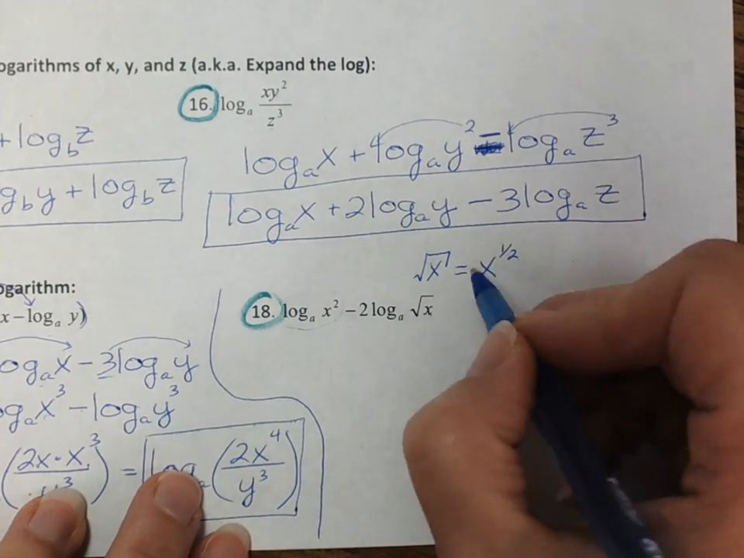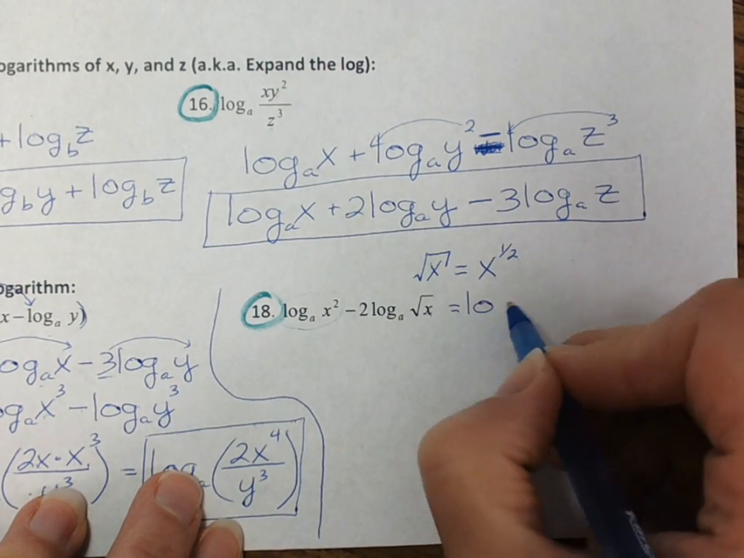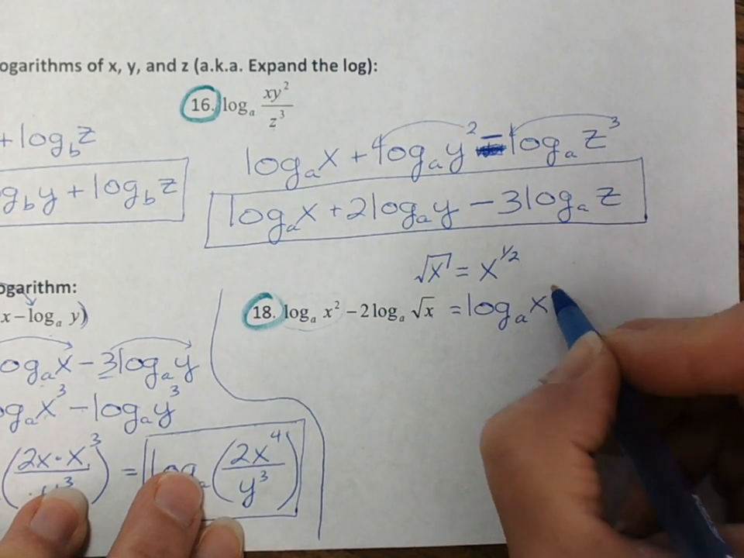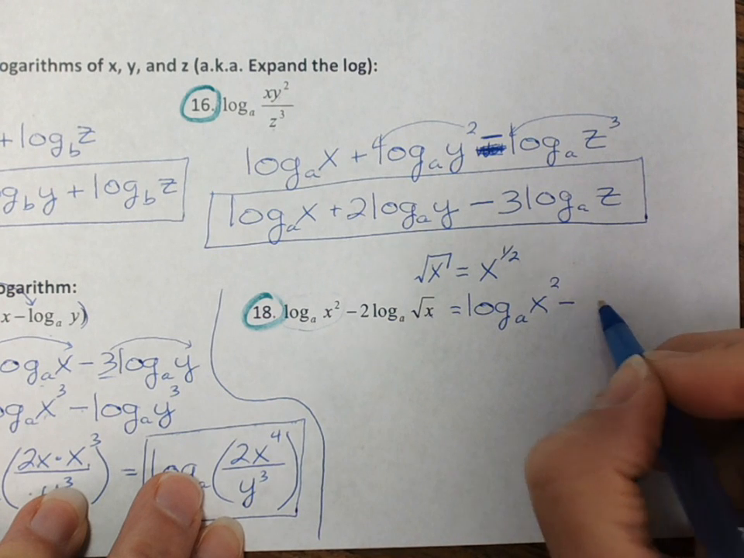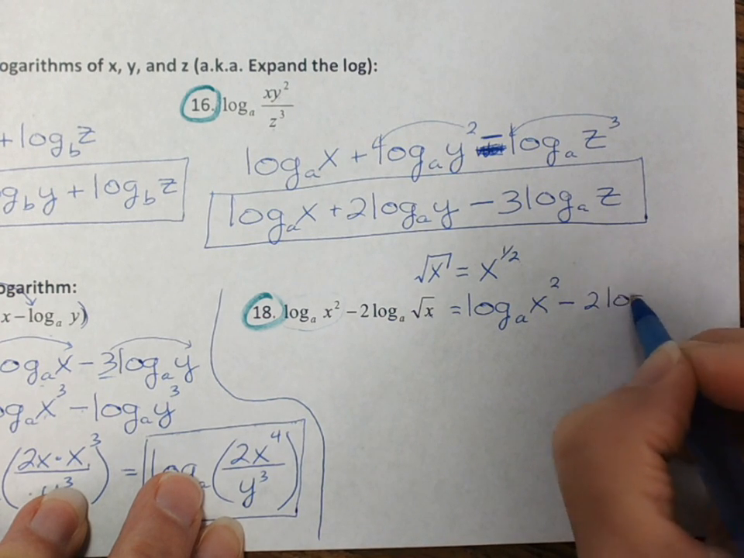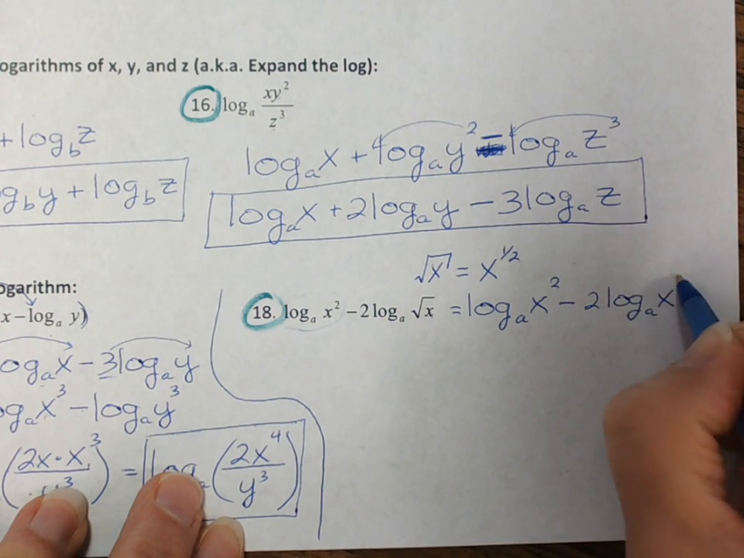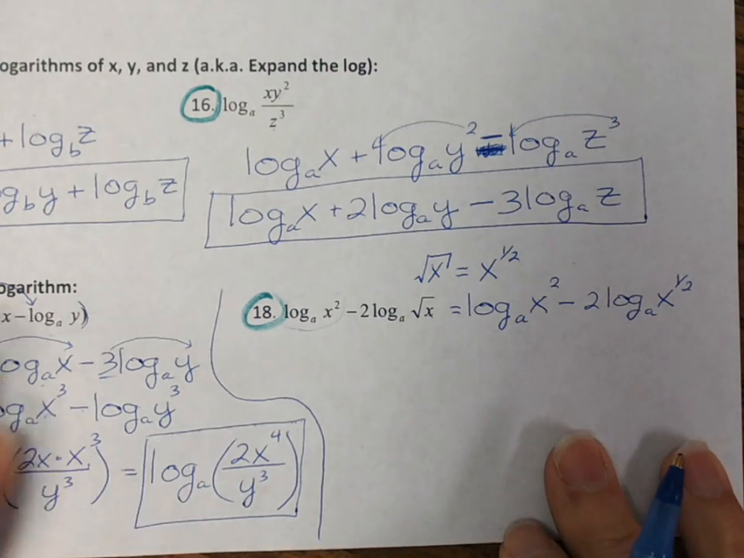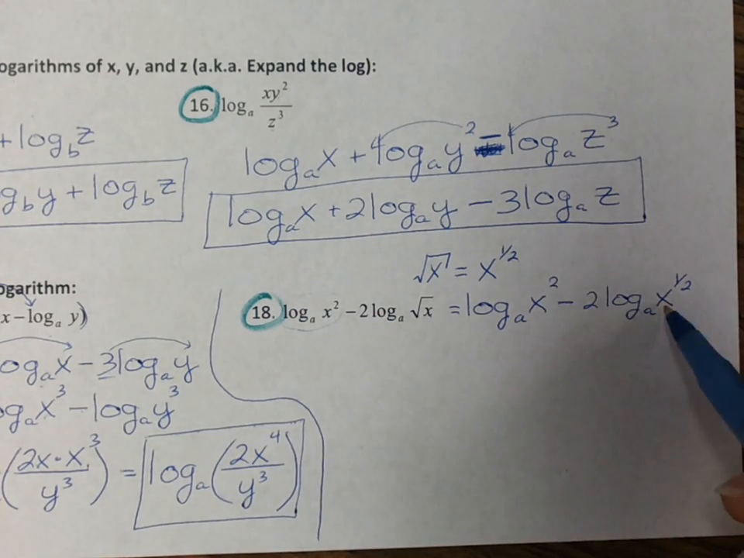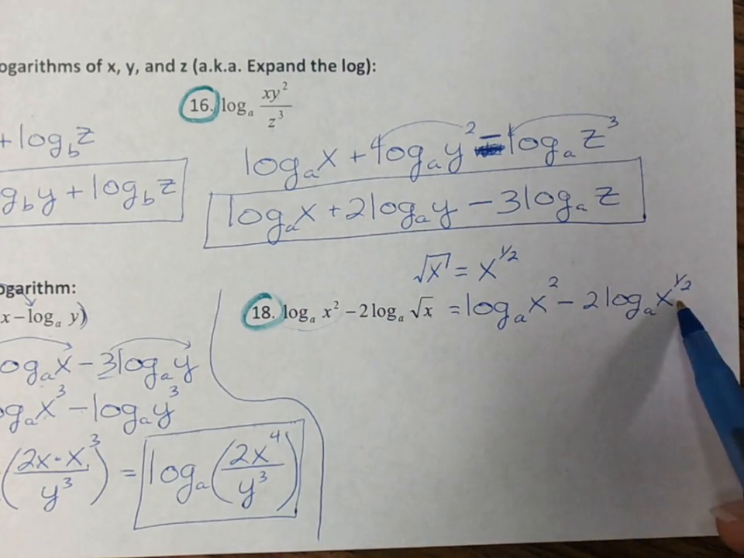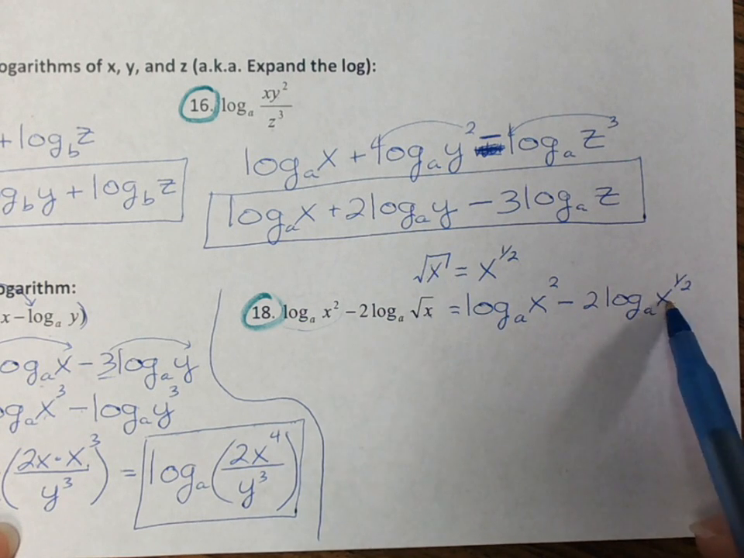So let me move this over. So this is going to be equal to log base a of x squared minus 2 log base a of x to the 1/2 power. So that's kind of as a first step. Square root of x is the same as x to the 1/2. You got to remember that for a couple of other problems as well.